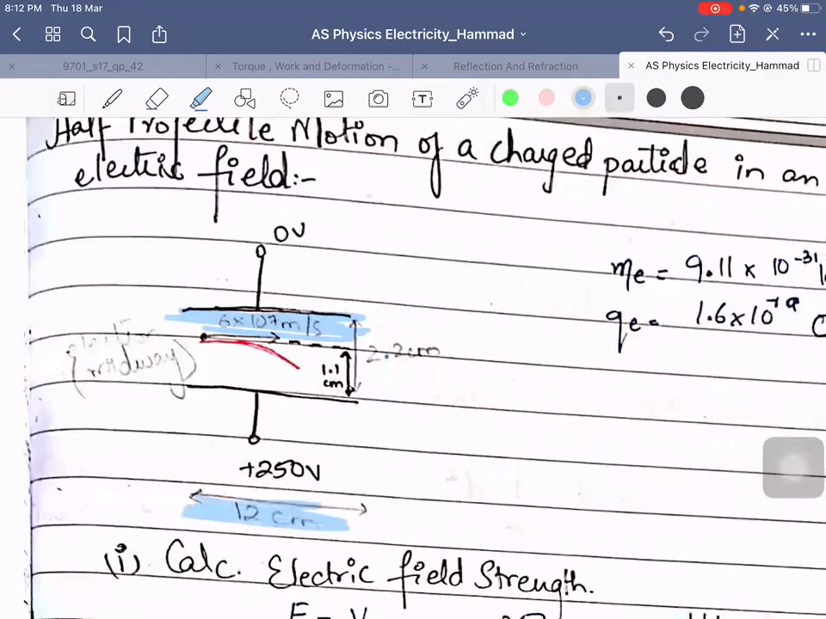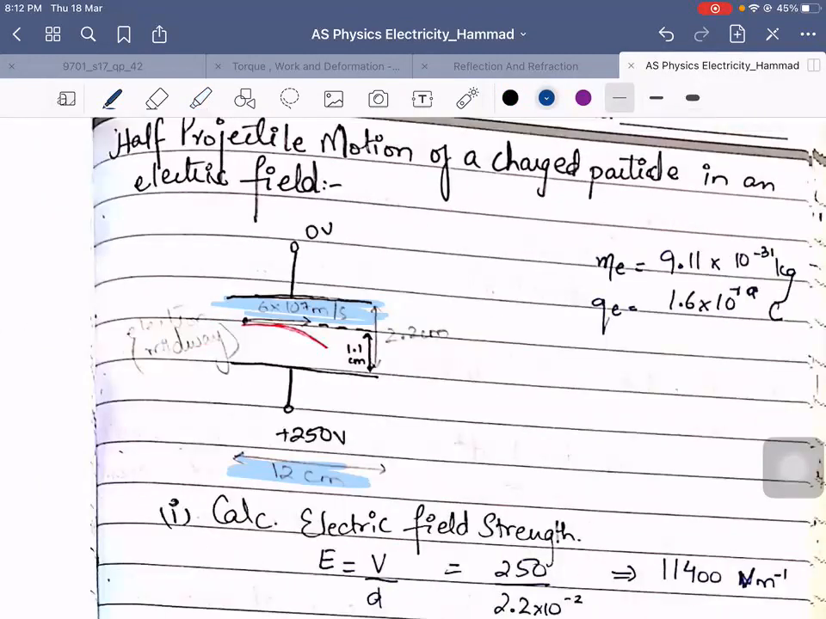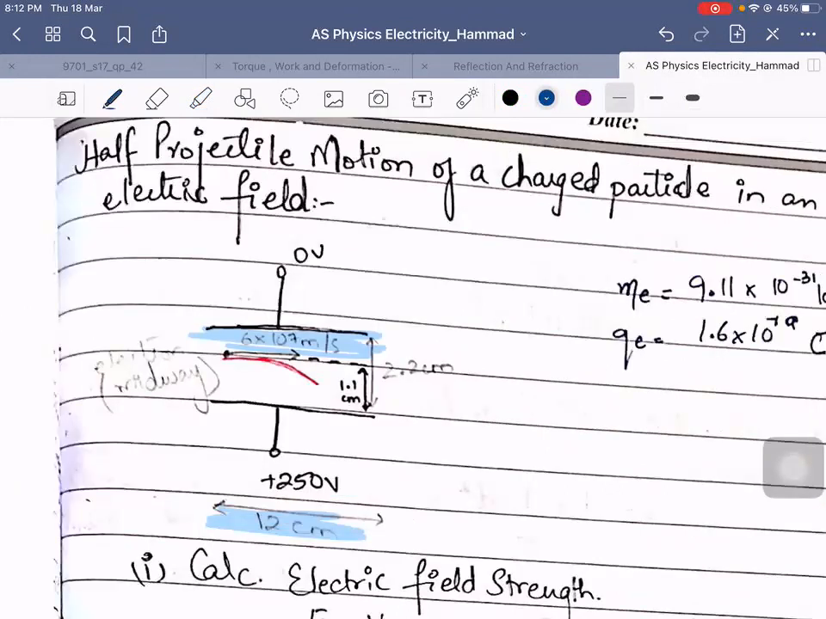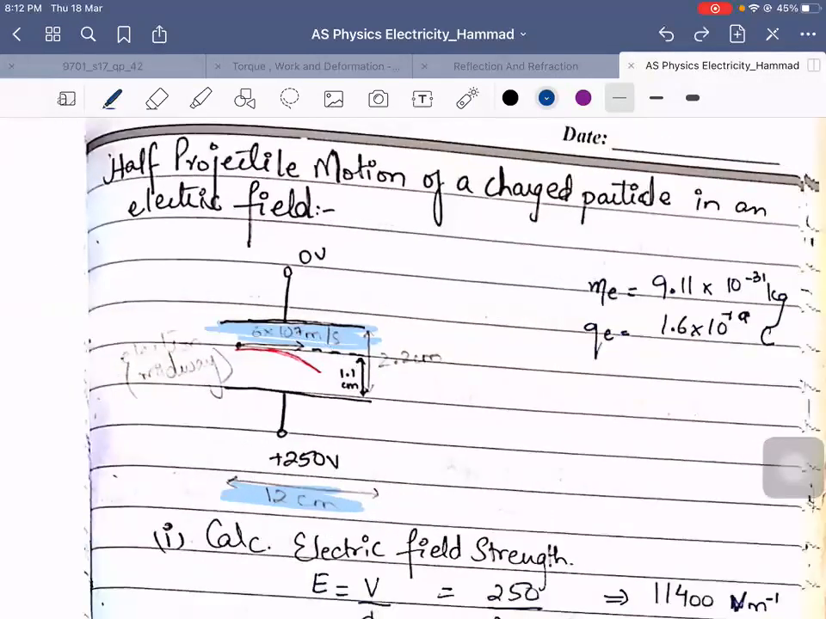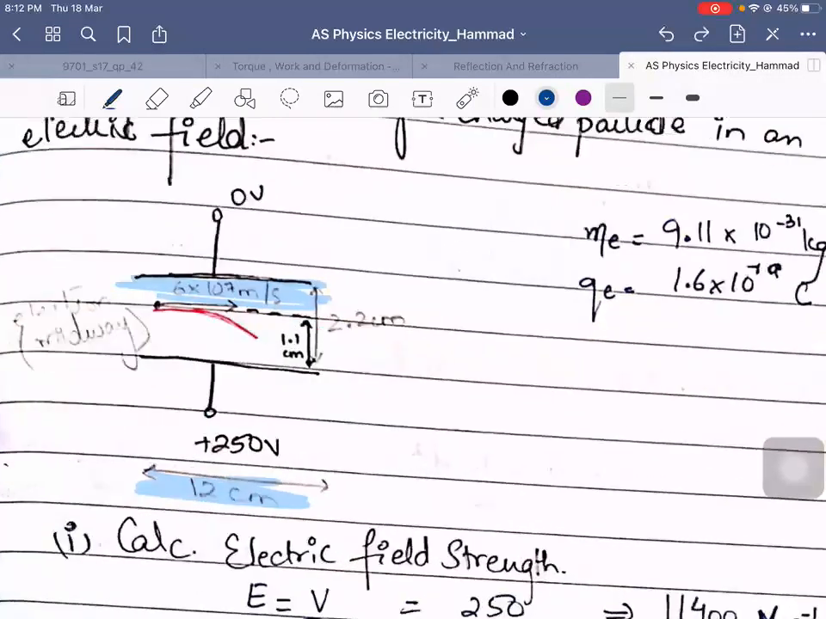Initially, they ask you, by the way, before we move on, please understand that as the electron moves into the electric field, it will experience a force that will cause it to deflect. An electron is a negatively charged particle, so it will be attracted downwards towards the positive plate. In half projectile motion, just a quick revision, there is acceleration in the vertical plane. In the horizontal plane, there is no acceleration.